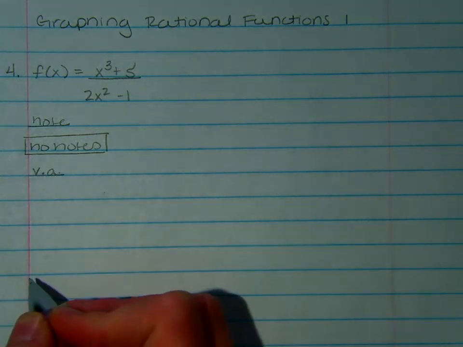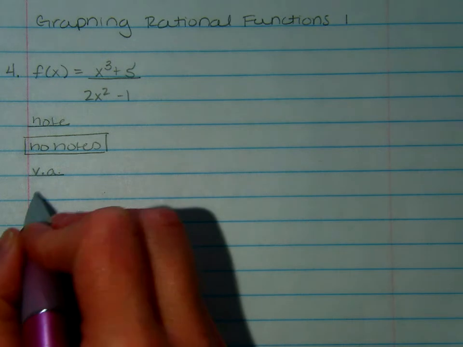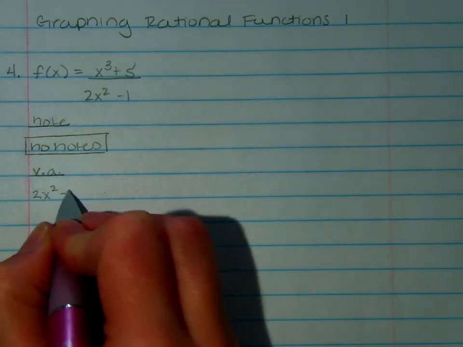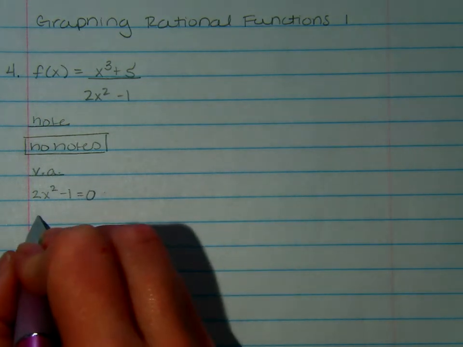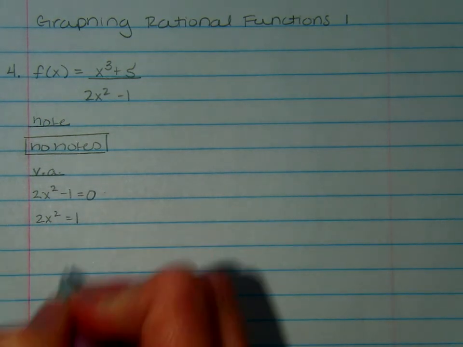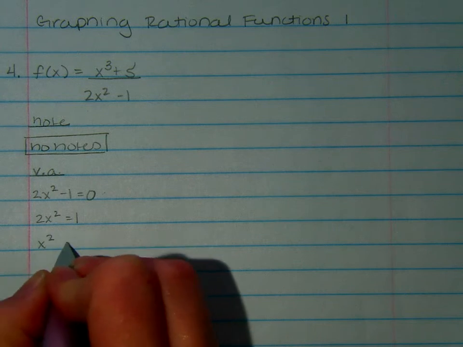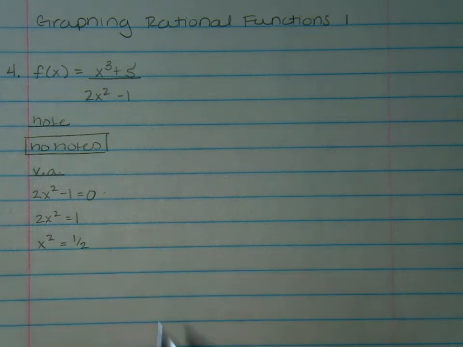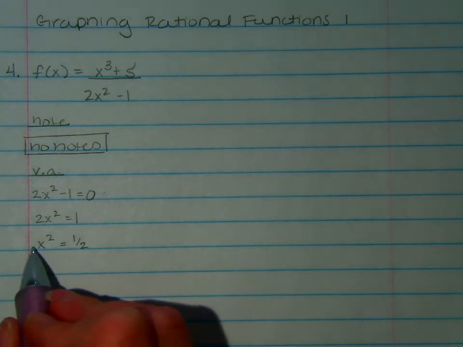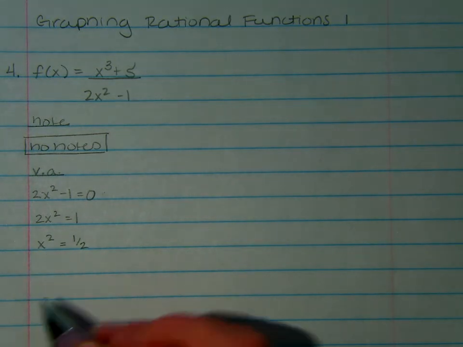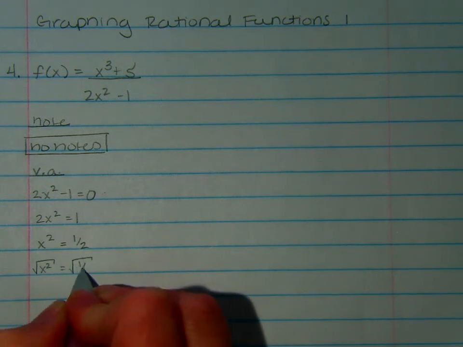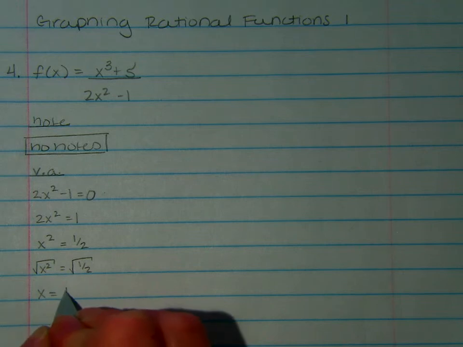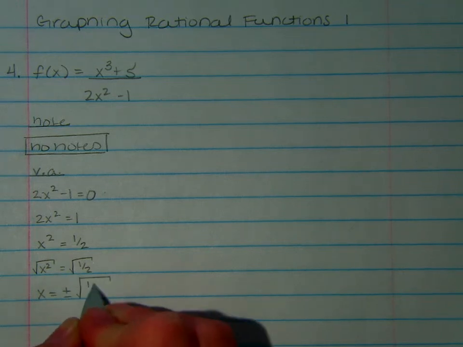Find vertical asymptotes by setting the bottom of our function equal to 0. So this is 2x squared minus 1 is equal to 0. And I'm going to solve for x. So I get 2x squared is equal to 1, and x squared is equal to 1/2. What do I do at this point? Well, I have x squared is equal to 1/2. In order to get the x alone, what I have to do is take the square root. So x is equal to plus or minus square root of 1/2.